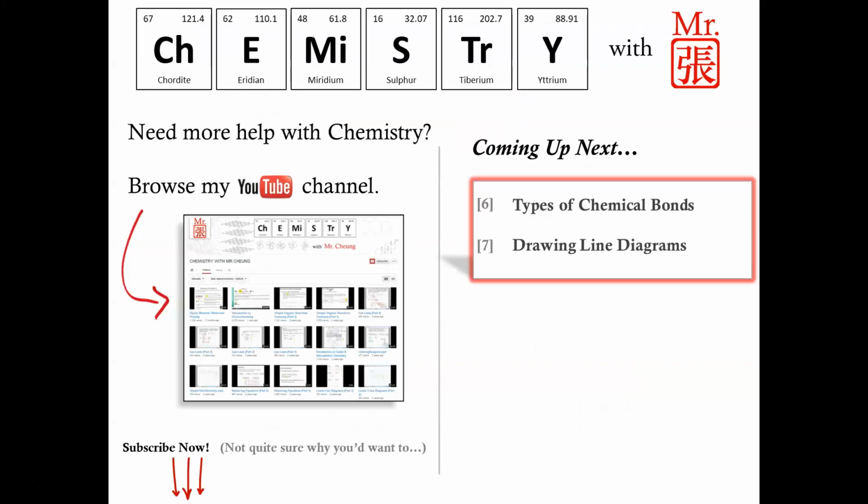In our next video, we will take a look at the different types of chemical bonds and how to draw line diagrams.